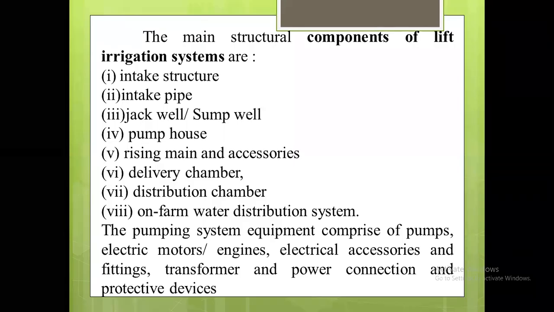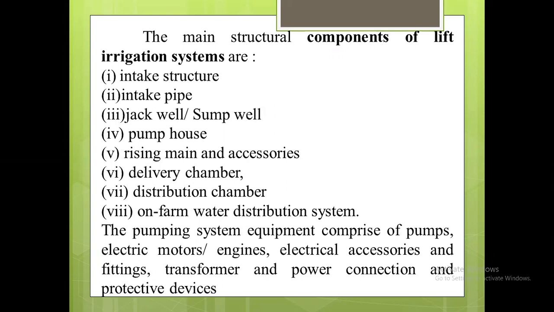Delivery chamber or distribution chamber means the chamber or structure which receives the water pumped by the pump house and delivered to the chamber by the rising main, and this water is distributed to the farm or command area from the distribution chamber or delivery chamber.